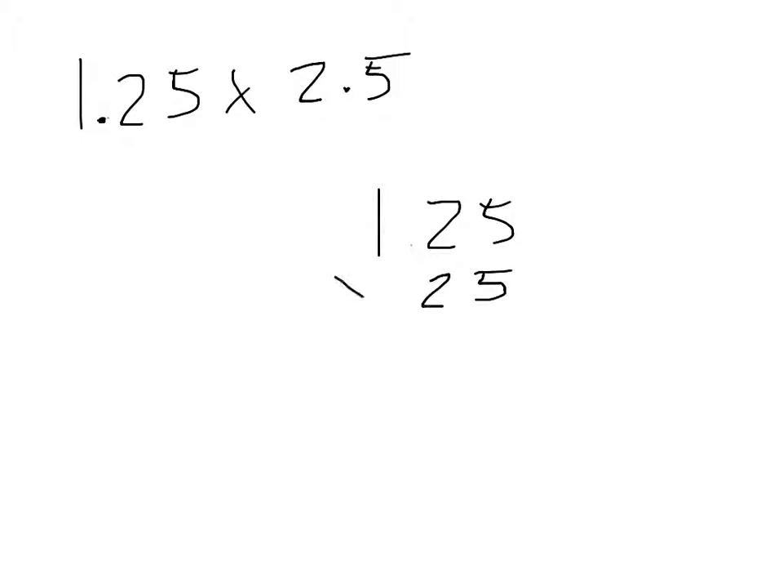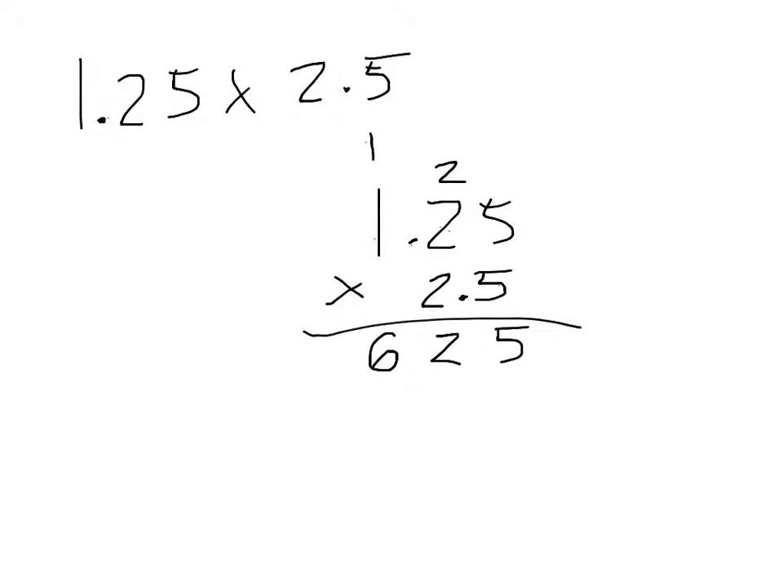And just like we did with multiplying a whole number with a decimal, we're going to ignore the decimals for right now, even though they're there. So we can start multiplying the 5s. 5 times 5 is 25. Put one 5 here. Put the other out. 5 times 2 is 10, plus 2 is 12. Carry the 1. 5 times 1 is 5, plus 1 is 6.